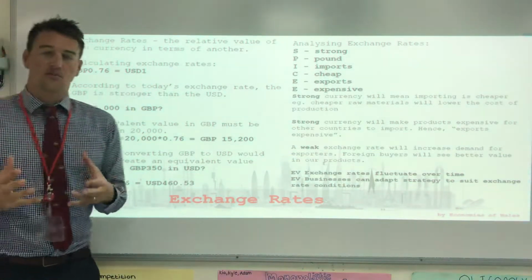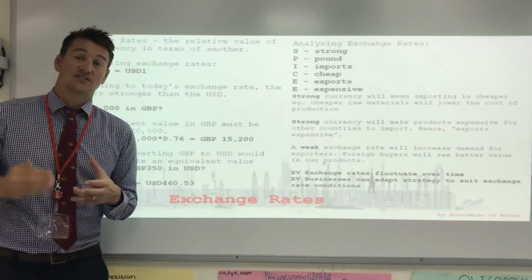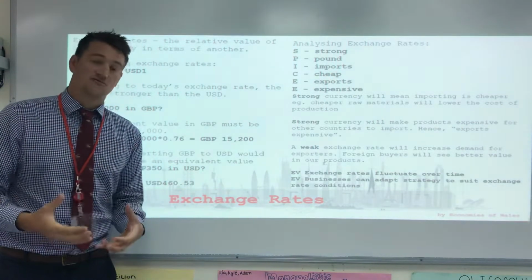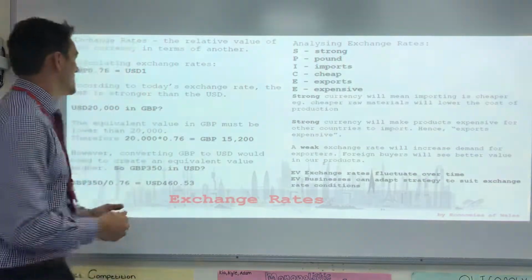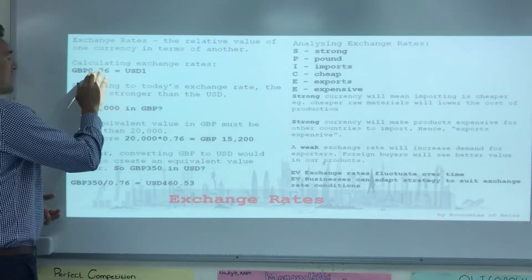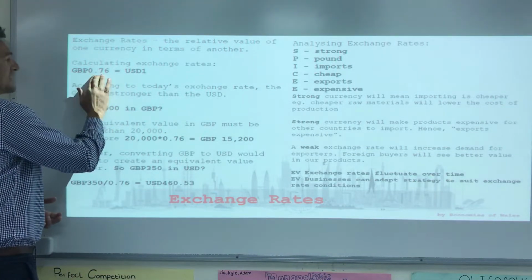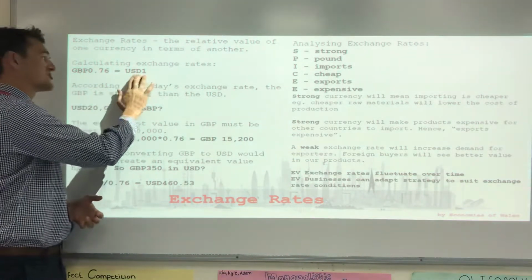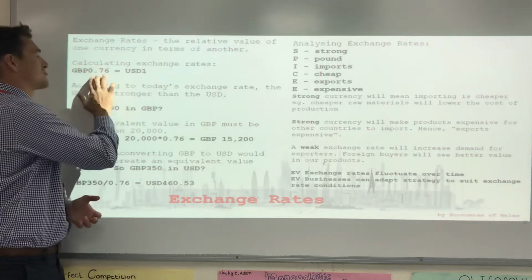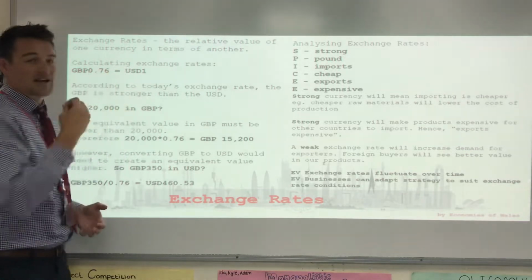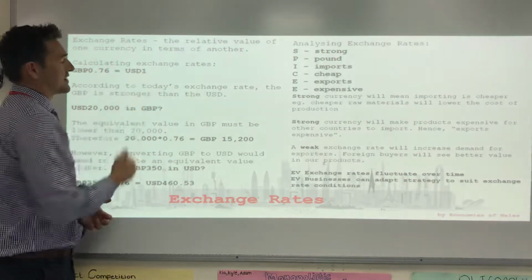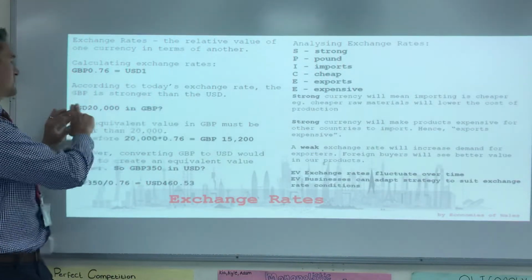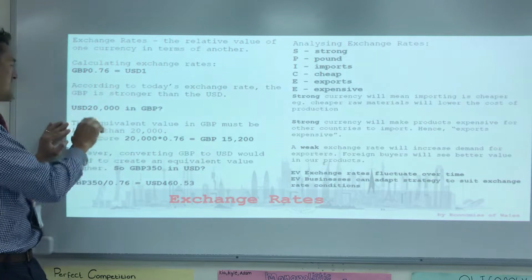What you've got to do when you see an exchange rate is understand which is the stronger currency. And once you do that, you'll be able to judge whether your results are correct or not. So here, it only takes 0.76 to purchase one. This is the stronger. And students will often go, oh, that's stronger because that's larger. No, this is stronger because it is requiring less pounds to buy dollars. Okay, so the Great British pound is stronger. According to today's exchange rate, the Great British pound is stronger than the US dollar.